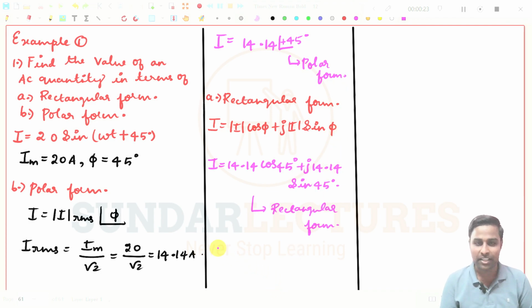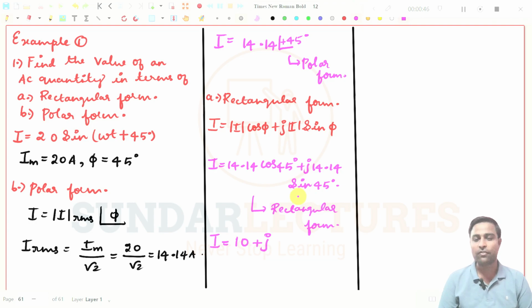And if you want to write it in the rectangular form, then I should be equal to, if we simplify this, 14.14 cos 45 degree, this will be what? 9.99, maybe around, I will take it as 10, plus j, and 14.14 sine 45 degree. And what is the sine 45 degree? If you multiply 14.14 with sine 45 degree, then also you will get 10 amperes. This is how you need to write the expressions for rectangular form. This will be the final rectangular form, right?